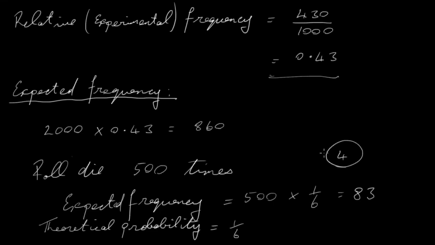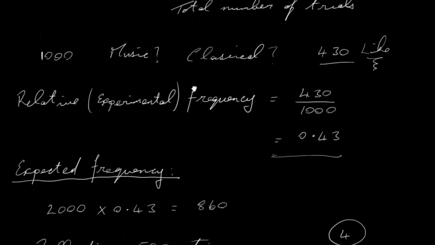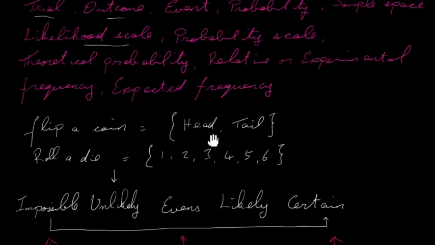In actual fact, it would be the same for any number on our die, because they all have an equal chance of turning up when we roll a die. So the expected frequency for getting a 2 would also be 83. The expected frequency for getting a 1 would also be 83, and so on. Okay, so that's it for just the very, very basics of probability.